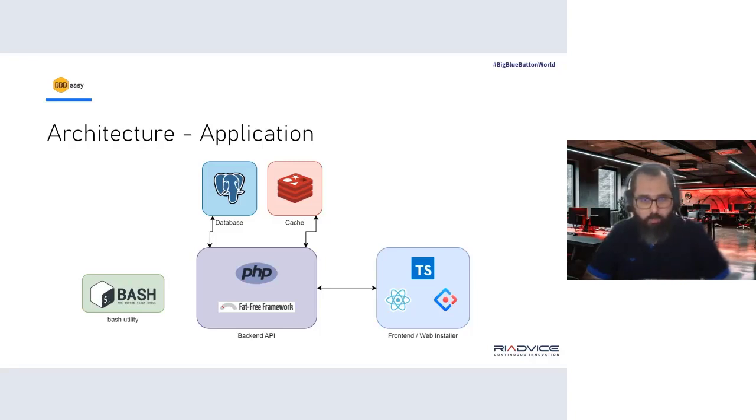Persistence is in a Postgres database. There is caching in Redis to accelerate some processes. A bash utility, of course, to manage the state, like in BBBconf, so you can manage your application, switch between the web installer, as an example we show that, and the web application. And the front end is a modern front end, fully written in TypeScript, based on the Ant design system.